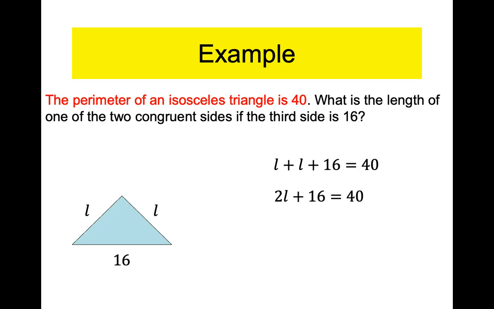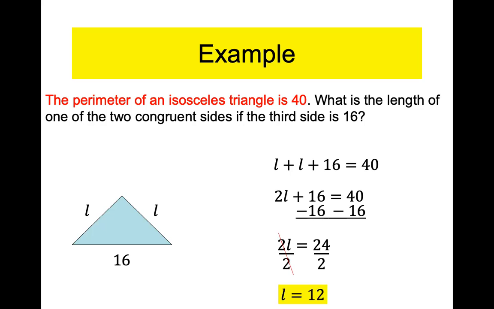Okay, does this look familiar? Can you solve this? Step 1, how do we solve it? You guys remember we're either going to get rid of the 2 or the 16. My recommendation was always to get rid of the addition first, except for one exception next year. So let's subtract 16 from both sides. Look familiar? 40 minus 16 is 24. Last step, divide by 2. 24 divided by 2. Therefore, one of the congruent sides is equal to 12.